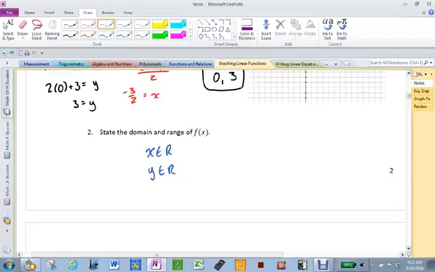Gerard? Real numbers includes negatives. Real numbers is everything. Oh, sorry. Whole numbers. I'm thinking of natural. Natural and wholes don't include. Is everybody good with this?